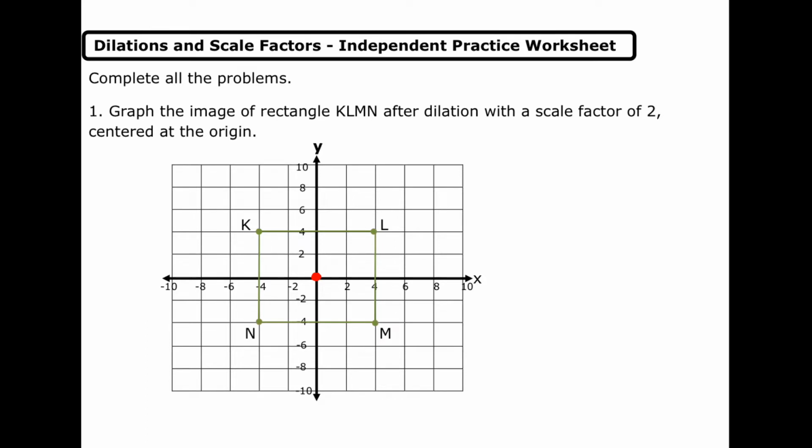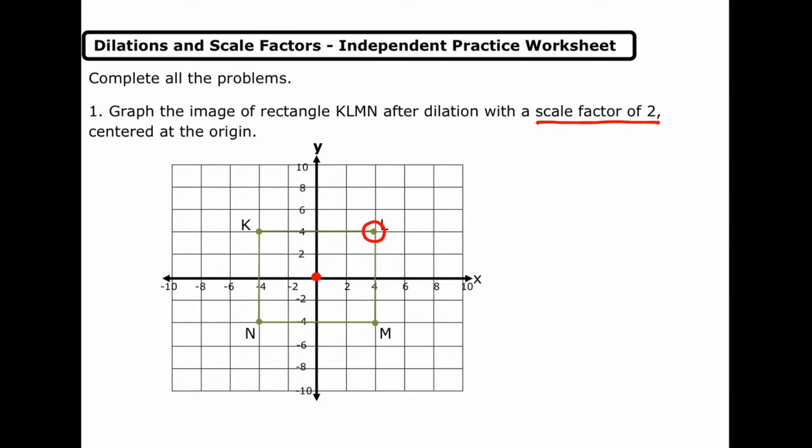So let's start with this first example. Graph the image of rectangle KLMN after dilation with a scale factor of 2 centered at the origin. We could do this a couple of different ways. I'm going to count the distance from the center of dilation to each vertex.